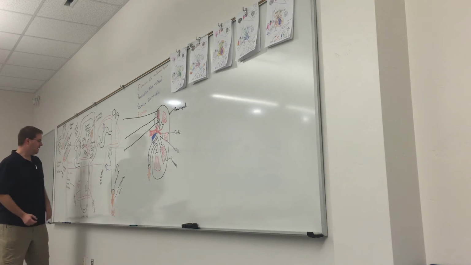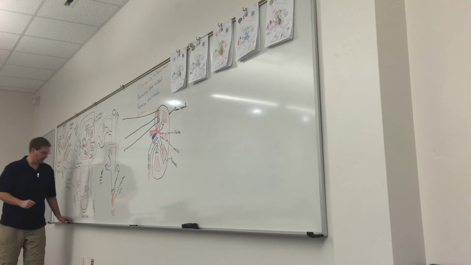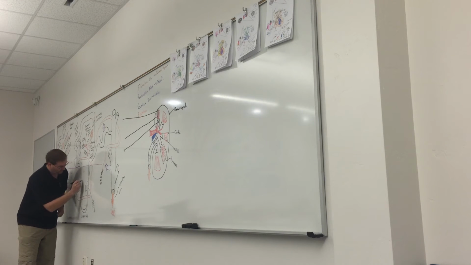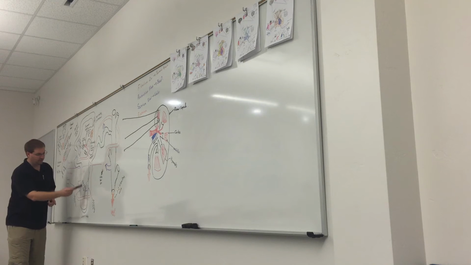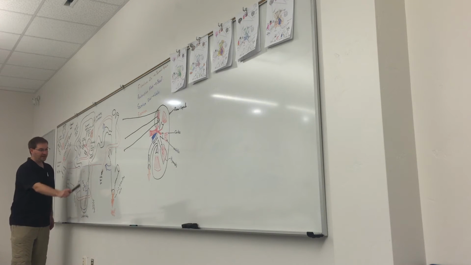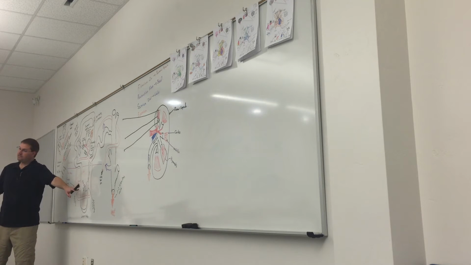So I have a very large collection of sodium here, if you want to look at it like that, where I have lots of sodium here, because the only thing that can leave the ascending limb is sodium. So I have a nice stockpile of sodium. That's what happens at the ascending limb.